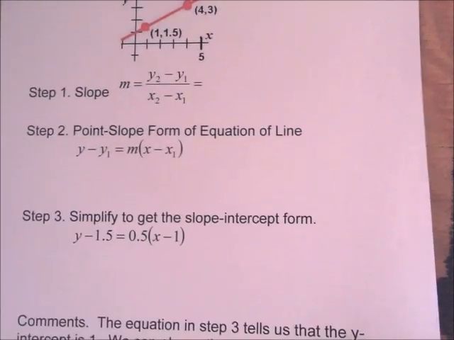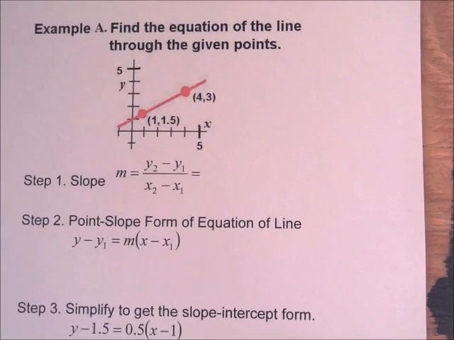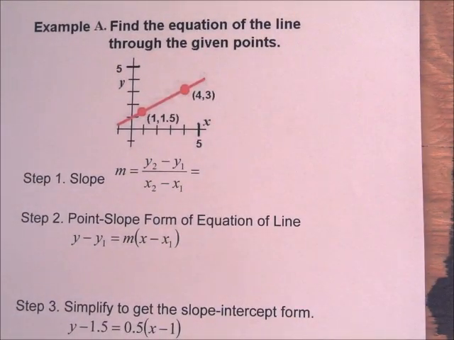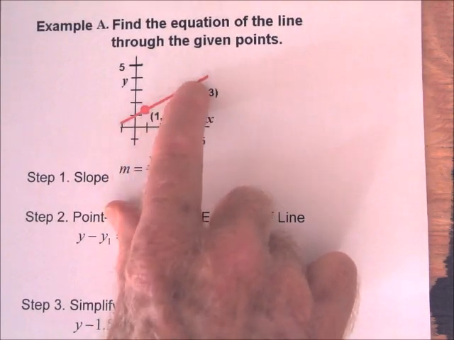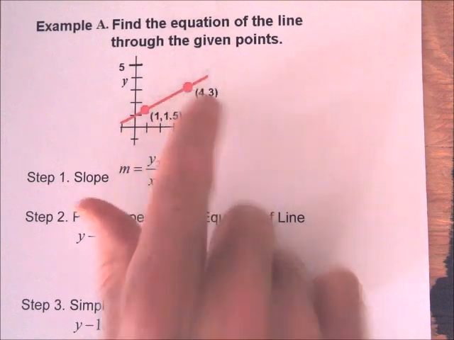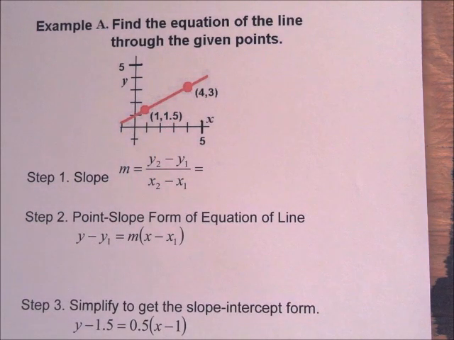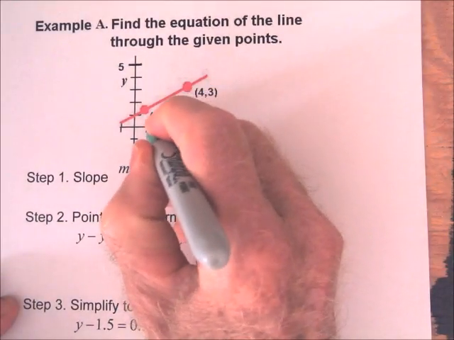So the first example, we're given 2 points, and we want the equation of the line through those 2 points. There's only one way to draw a straight line through 2 points. So if you have 2 points, that tells you everything you need to know about the line. So you can compute the slope, and we can label these points x1, y1, and x2, y2.